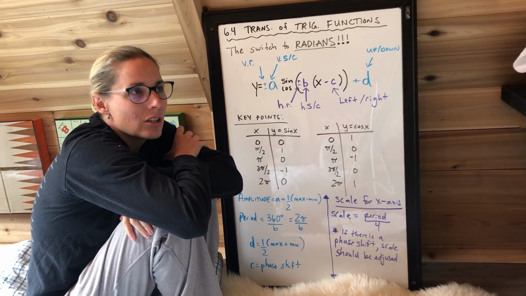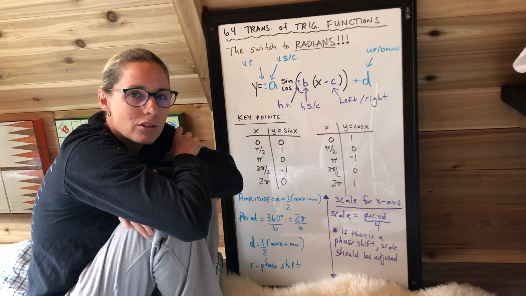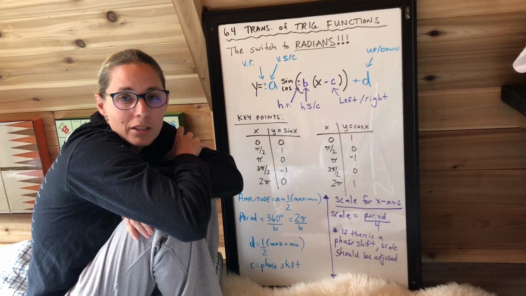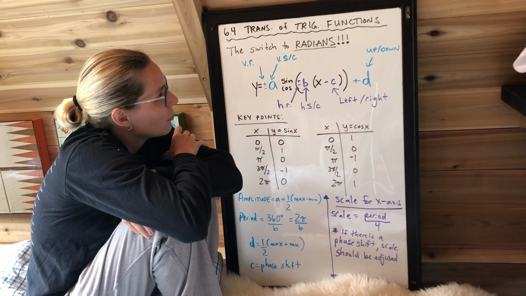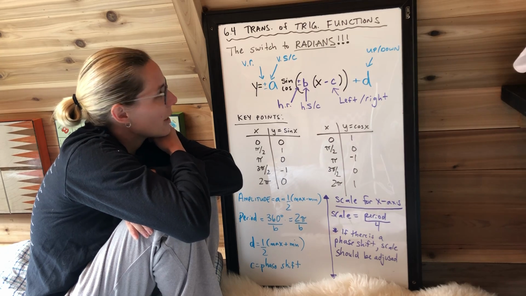So you can transition back and forth. If you're better at thinking in degrees, you can think a little bit in degrees and convert it back to radians. But I would suggest embracing radians and trying to run with it as much as you can.